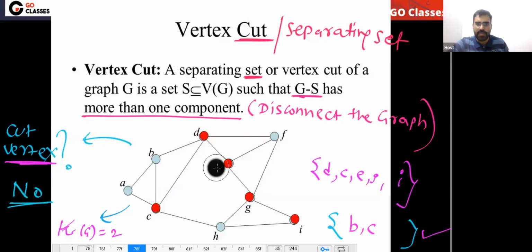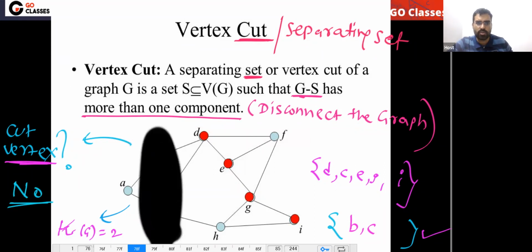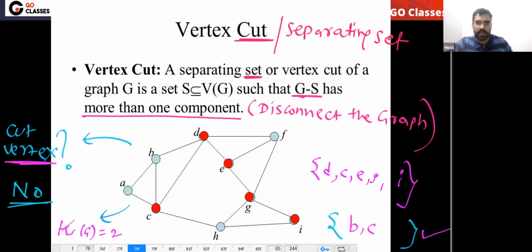Like in this graph, if I want to disconnect it, a single vertex will not do. I have to remove these two vertices to disconnect this graph. So for this graph, the connectivity number is 2.